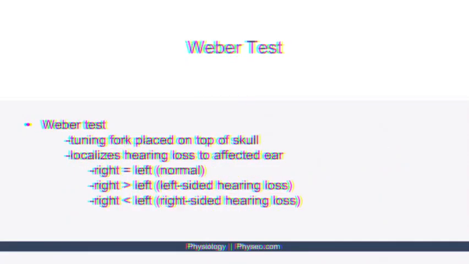Now let's talk about the Weber test. So now the Weber test is taking that same tuning fork and placing it on the top of the skull. And this will localize the hearing loss to the affected ear. So that's very important. If the patient says that they can hear in the right and the left ear equally, then that's normal. However, if they say that they can hear in the right ear better than the left, then you think, oh, that means they have left-sided hearing loss because they could not hear as well in that left side. And then just the opposite, if they say that they can hear in the left more than the right, that means they have right-sided hearing loss.